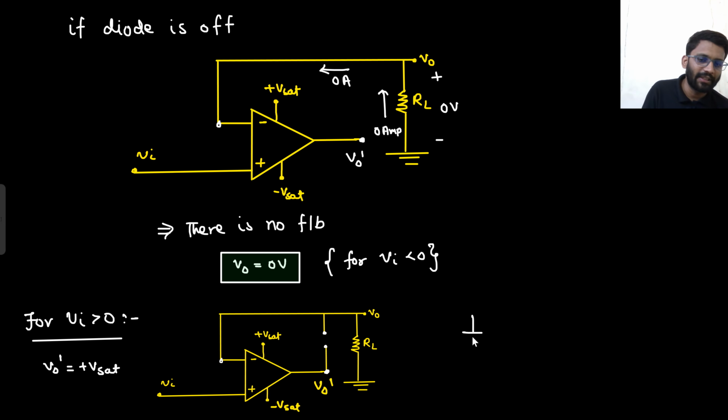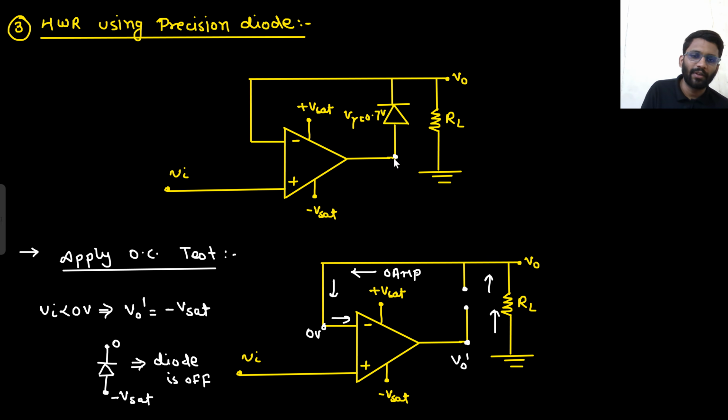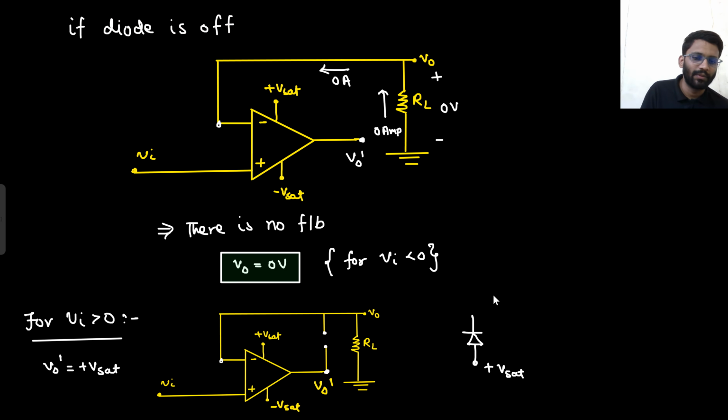The diode was connected something like this. You are applying the open circuit test. This node is at plus Vset, and this node is at 0. That means the diode is on. And if the diode is on, what will happen? It will be replaced with a battery of 0.7, but in the opposite direction, like this.